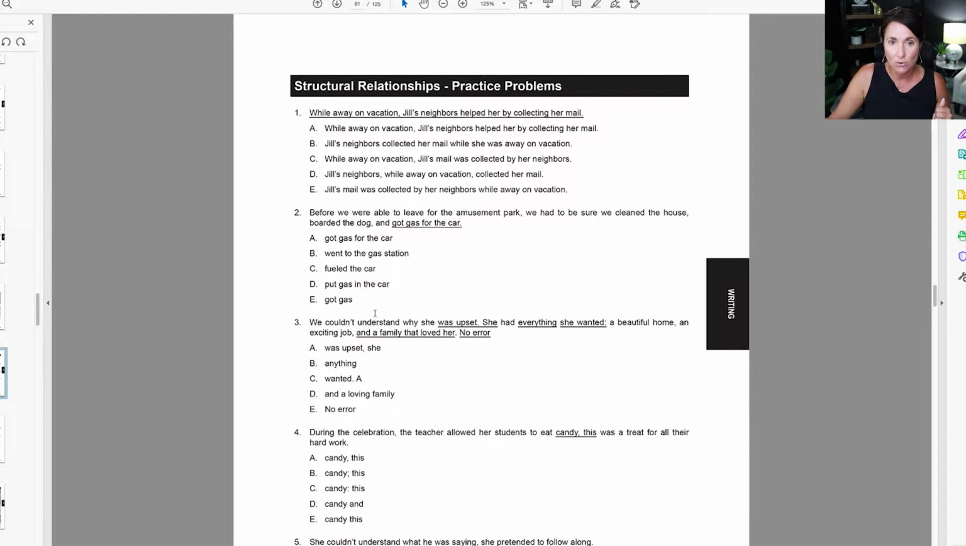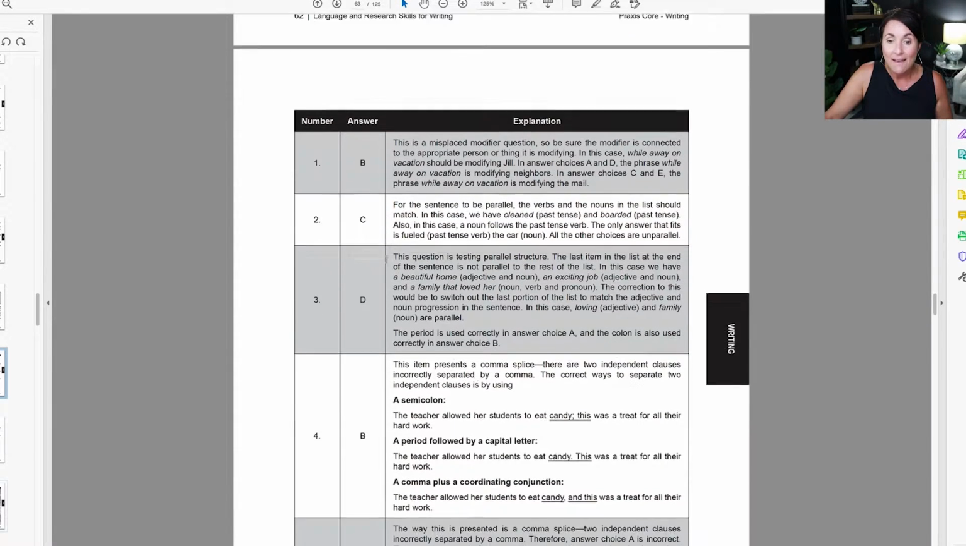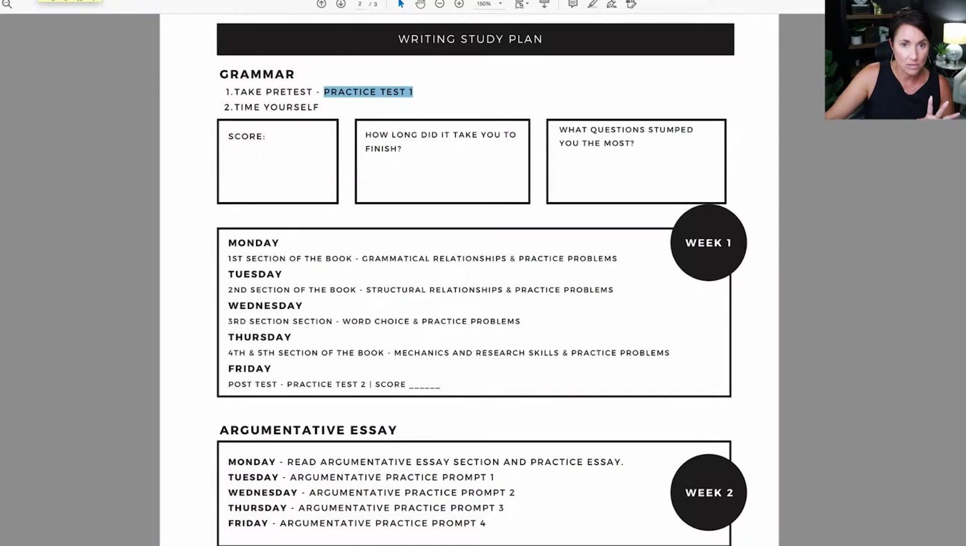So go to the structural relationships, and boom, you've got 10 questions here. And that goes on and on throughout the entire thing. Again, you've got your answer explanations, very comprehensive and detailed answer explanations here. You're going to want to make sure you look through those. Now let me go back to my study plan so I stay on track.